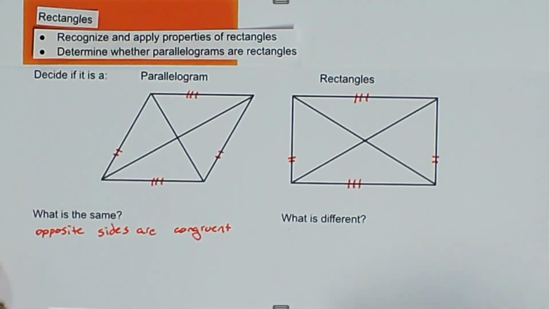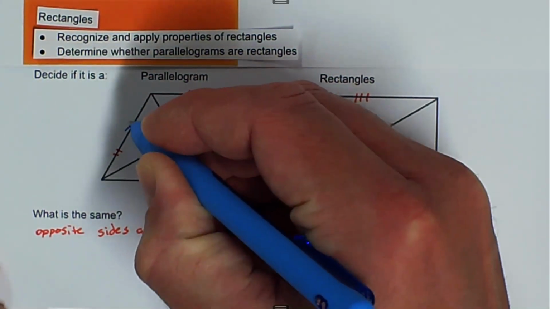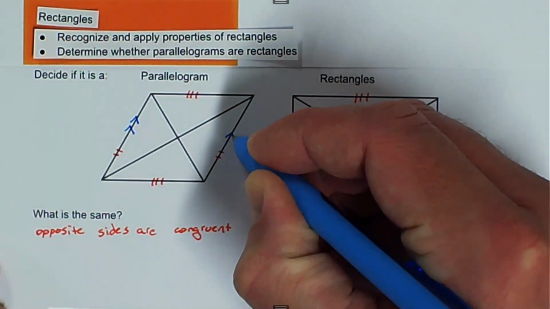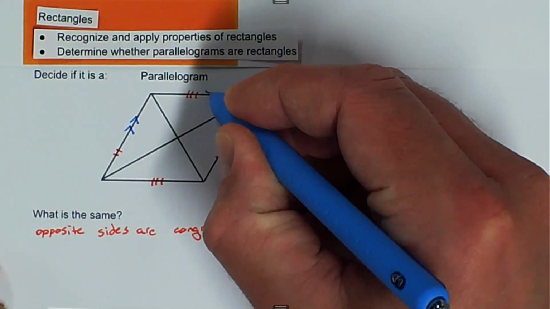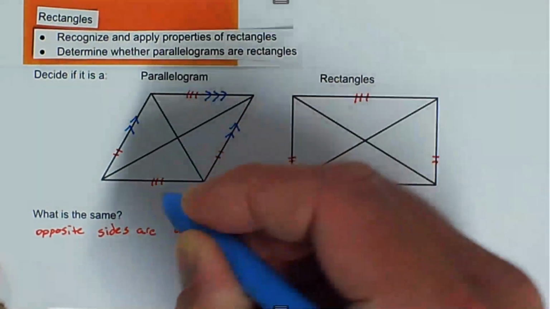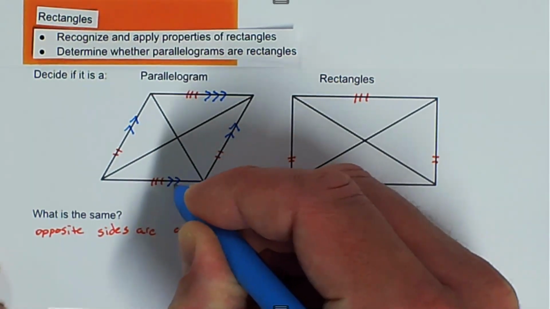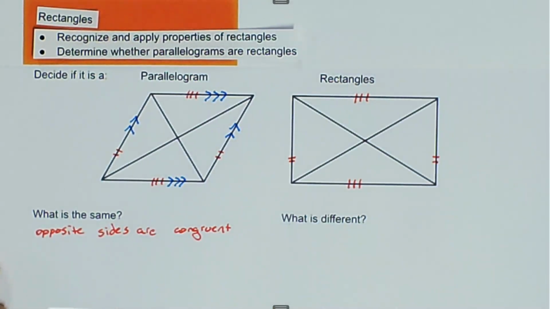Next up we have, for parallelogram, we know opposite sides are parallel. So I'm going to draw 2 arrows here and 2 arrows there that show that those two sides are parallel. And then I'm going to put 3 here, and I'm going to put 3 here. And that shows that those two sides are parallel.